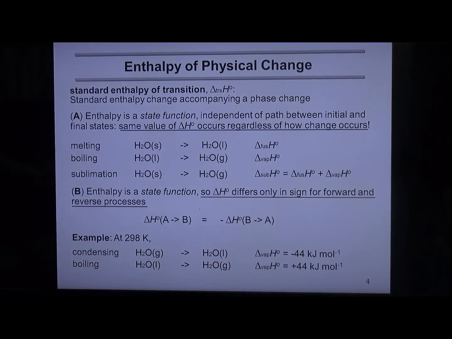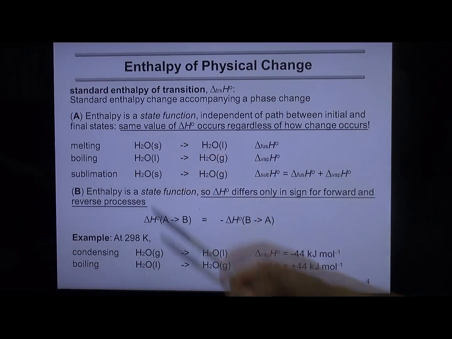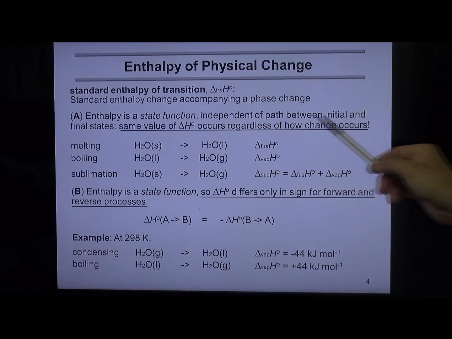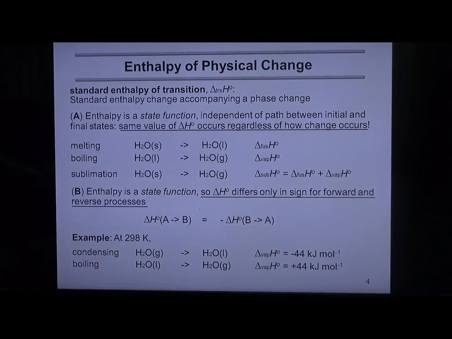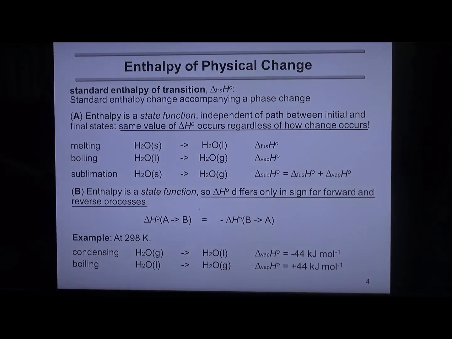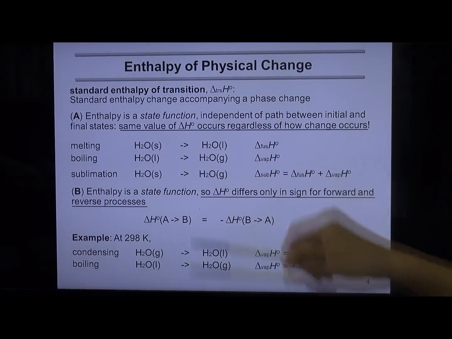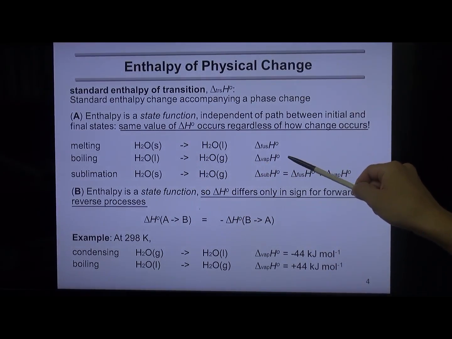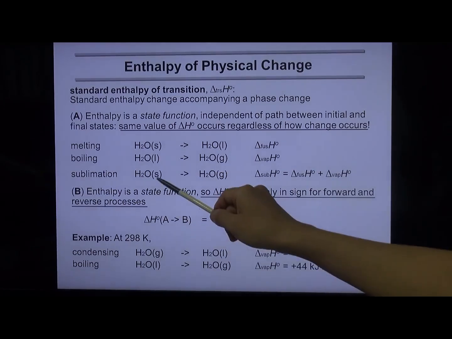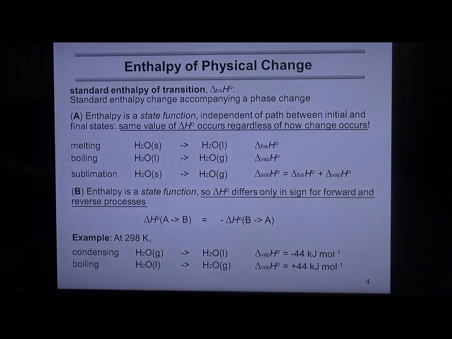U is a state function, P, pressure, is a state function, V, volume, is a state function. So enthalpy is also a state function, which means that it is independent of the path between initial and final states. For example, if you know the standard enthalpy change of melting and boiling, from solid to liquid, from liquid to gas, you can easily get the enthalpy change of sublimation from solid to gas by simply summing up these two. It's very simple.